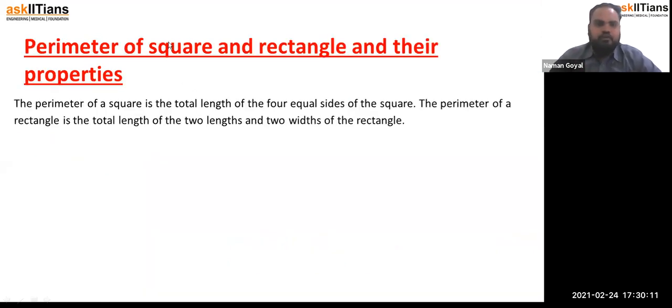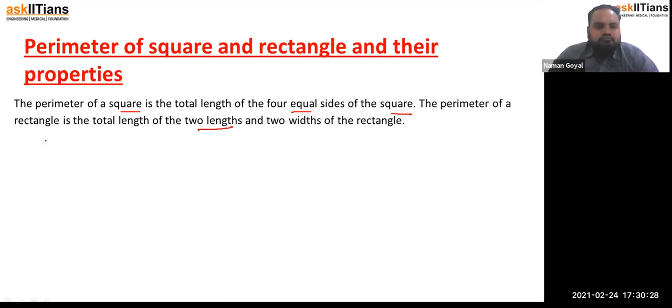Very important. Now, the perimeter of a square and rectangle and their properties. The perimeter of a square is the total length of the four equal sides of the square, and the perimeter of a rectangle is the total length of the two lengths and two widths of the rectangle.